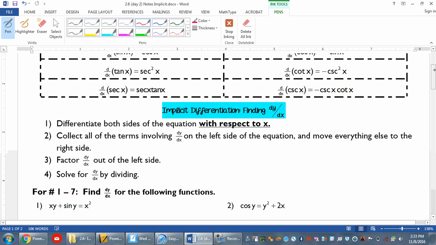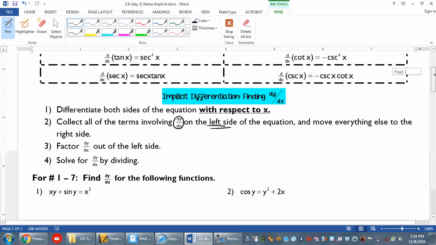Okay, so how we're going to approach these problems is the same as Friday. You're going to differentiate both sides with respect to x, meaning whenever you take the derivative of a y, you're going to have to multiply by dy over dx. Then you're going to collect all the terms that have dy over dx on the left-hand side of the equation. Everything else that doesn't have dy over dx, move it to the right. You're going to solve by factoring dy over dx and then dividing to get it by itself.